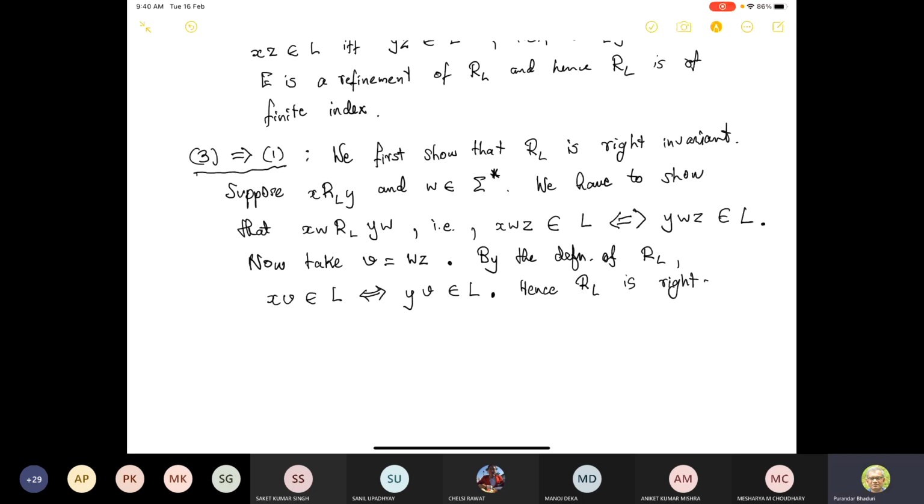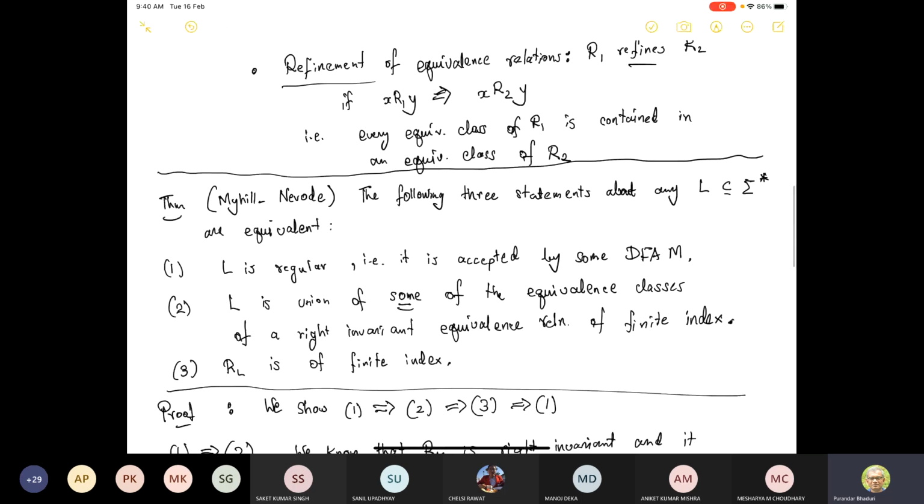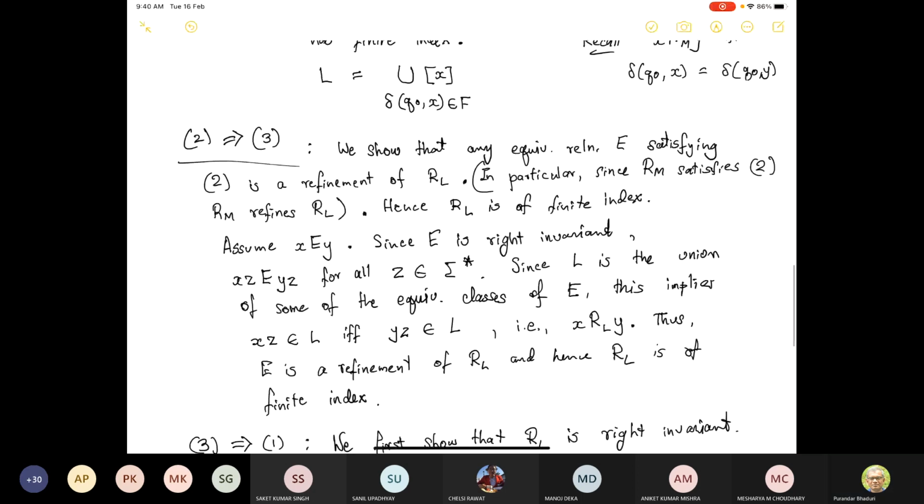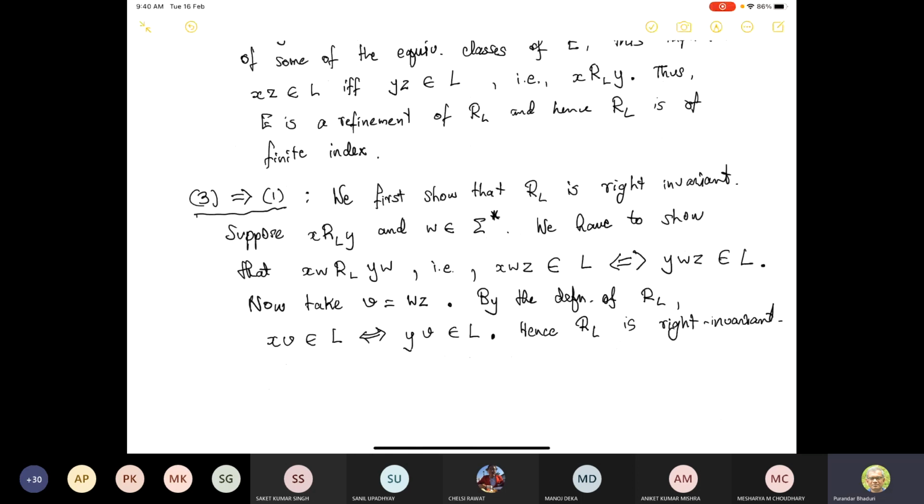Why did we show this? Because what we need to show is 3 implies 1, and 3 says R_L is of finite index, and 1 says L is regular, that is, it is accepted by some DFA. So nowhere is it required to show that R_L is right invariant. But we need this to complete the rest of the proof, because what we are going to do now is to define a DFA from R_L.